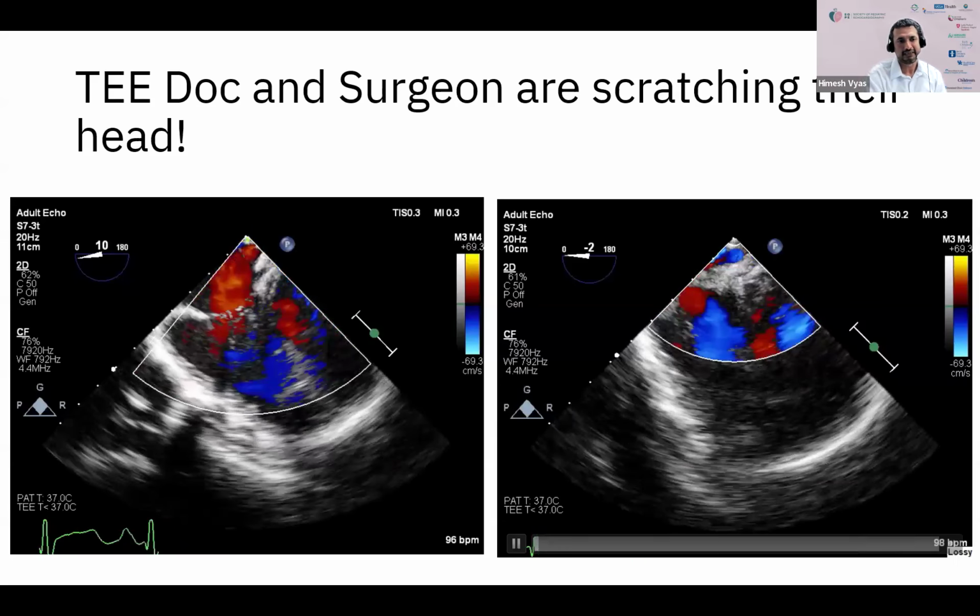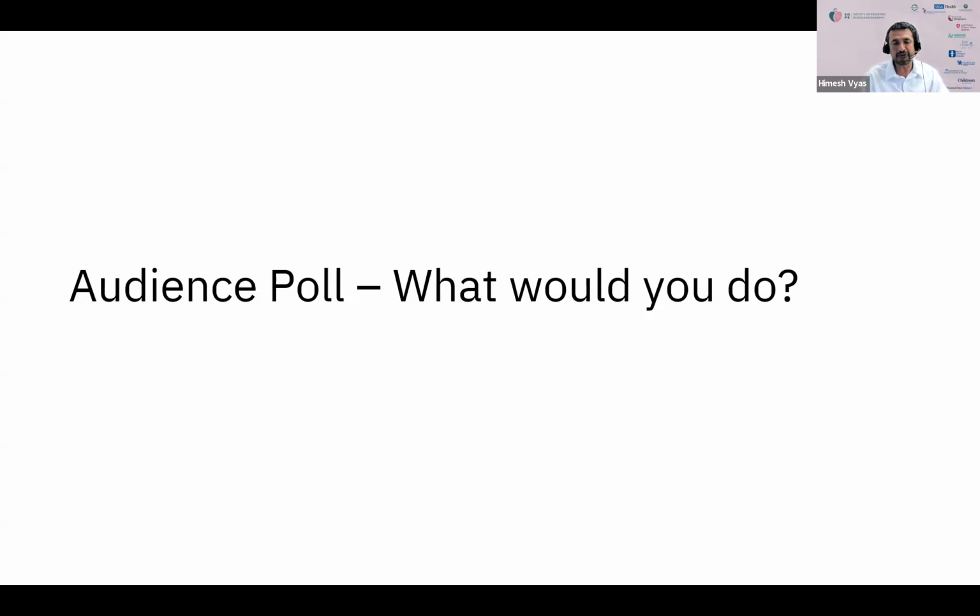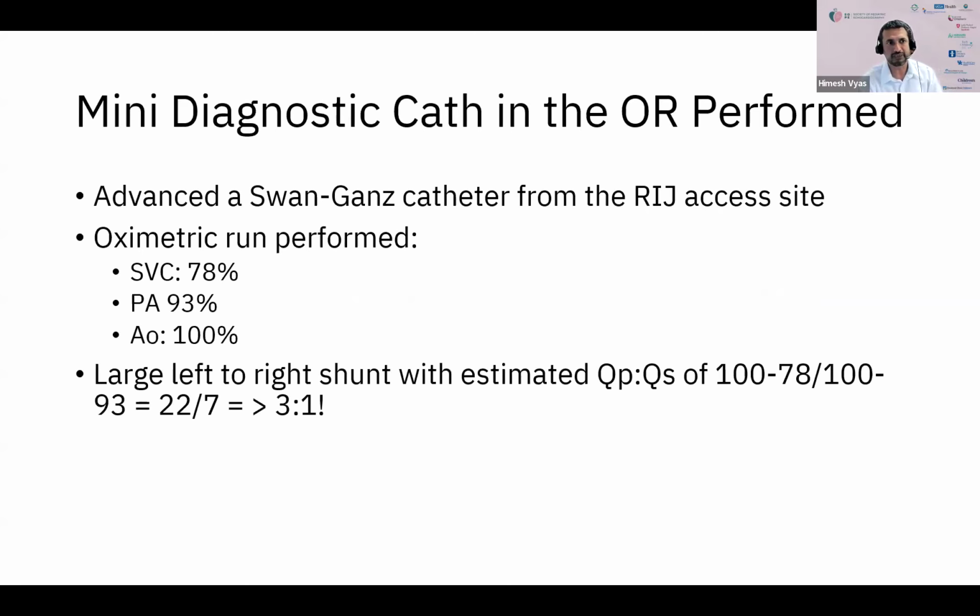What would you do? On one hand, we know that there is significant right heart enlargement. The exam shows evidence of a significant shunt. There is right heart enlargement. And so I knew that the surgeon would not operate unless we proved that there is a significant shunt. So we did a mini diagnostic cath in the operating room.